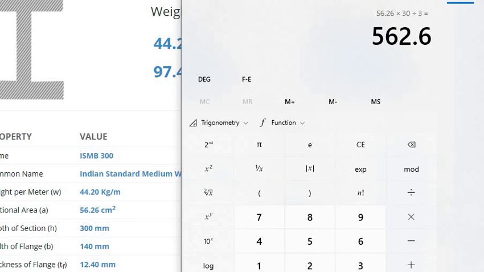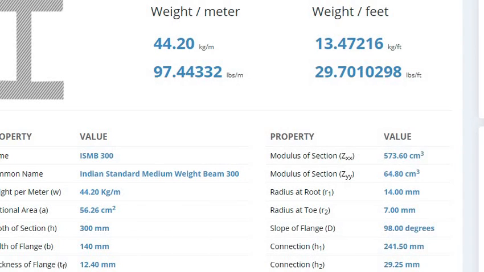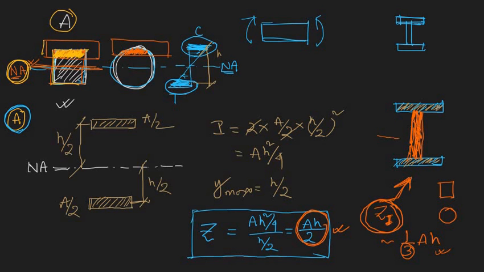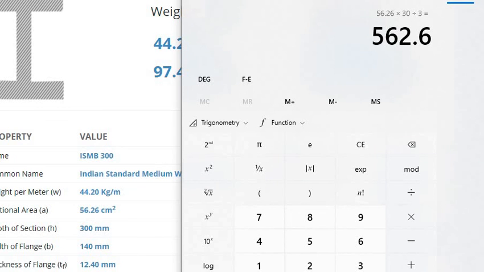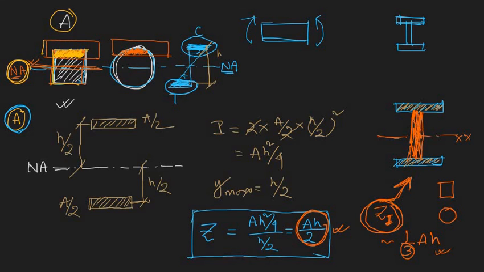Now let's check what the actual section modulus for the I section is. Here you can see that the section modulus is 573.6. Of course, we are considering everything about this x-axis; the neutral axis here is the x-axis. As per our calculation it is coming as 562, so we are almost close. This is the reason why I sections are used widely as beam sections. I hope you have got a very basic idea behind this I section concept. And for now, that's it.